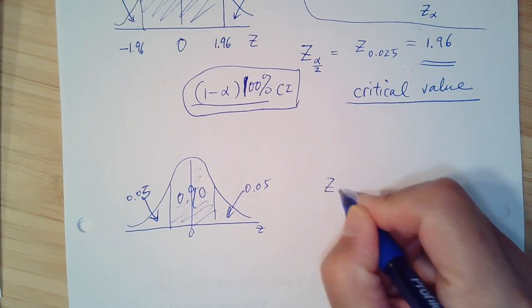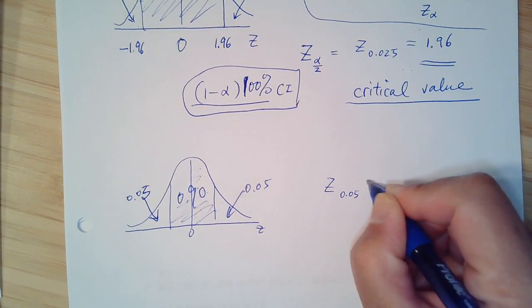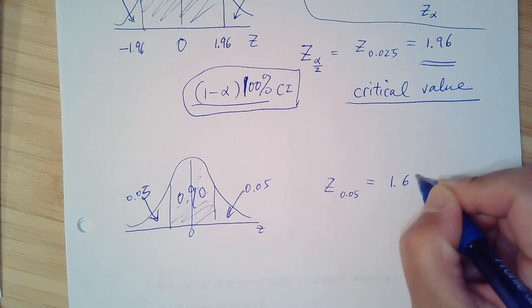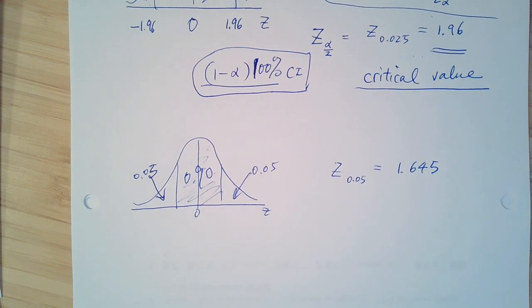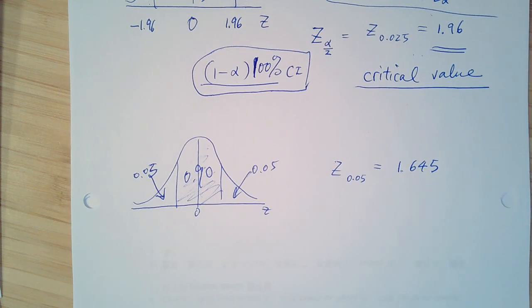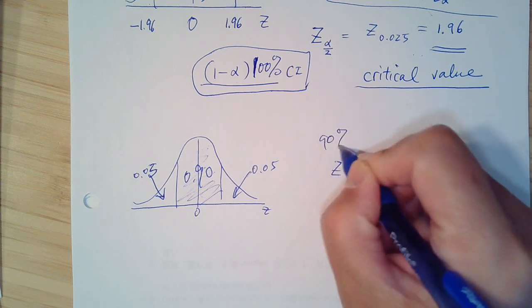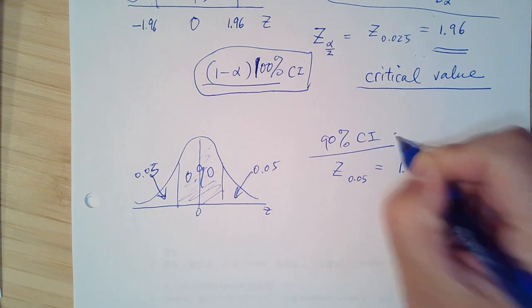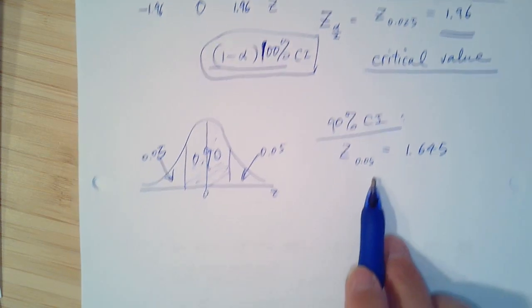Therefore, our z 0.05 is 1.645. So that's another critical value for a 90% confidence interval, and the critical value is 1.645.